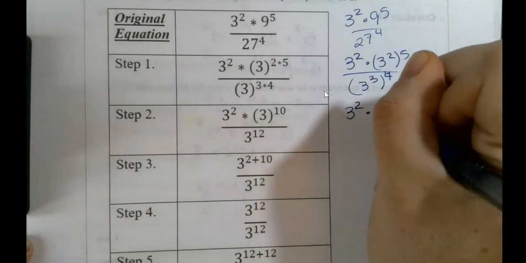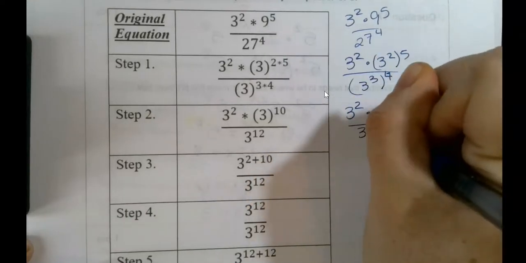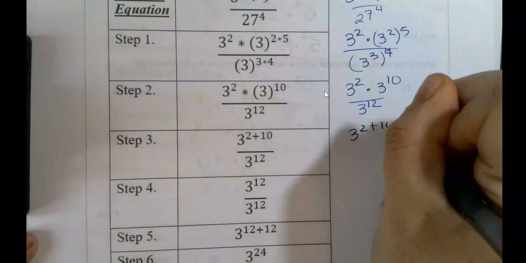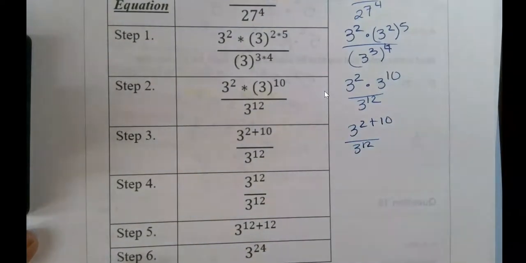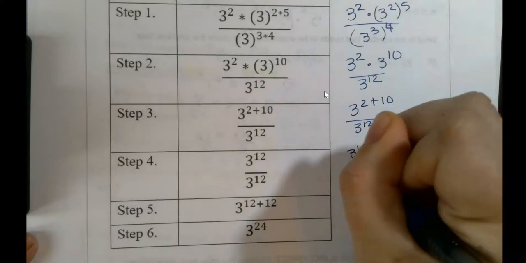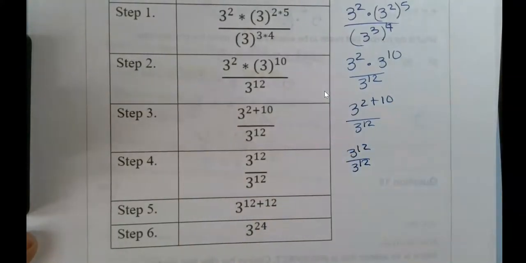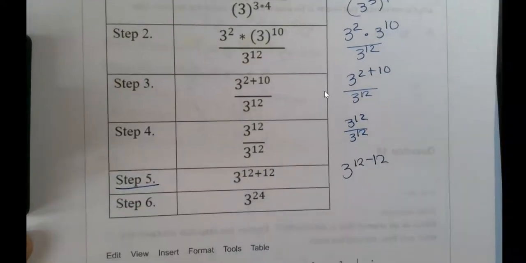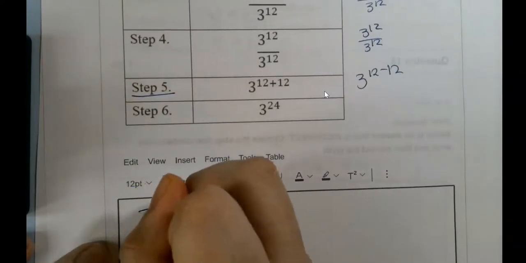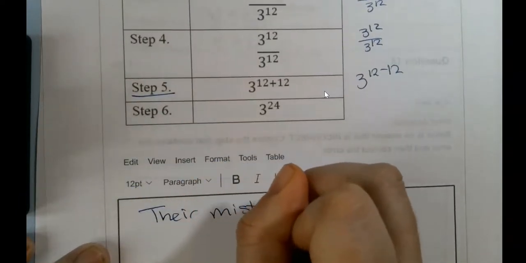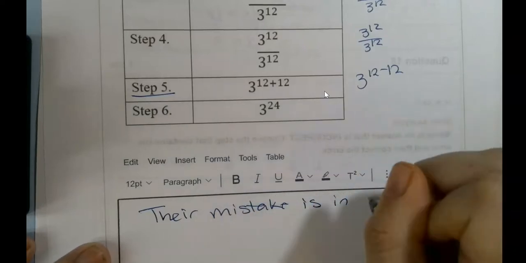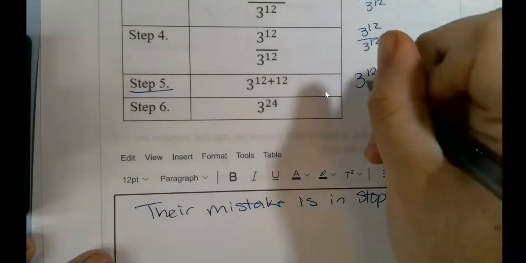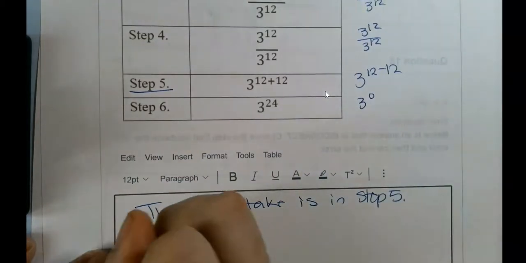So you get 3 squared times 3 to the 10th over 3 to the 12th. You want to add your exponents together. So you have 3 to the 2 plus 10 over 3 to the 12th. 2 plus 10 is 12. Then, because these are a fraction, I want to subtract my exponents. So their mistake is in step 5. And 12 minus 12 really gives me 0. So my correct answer is 3 to the 0.